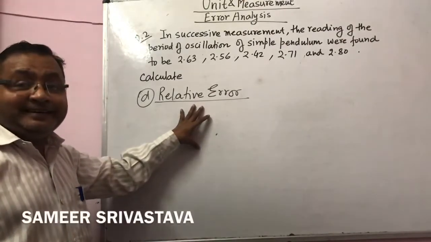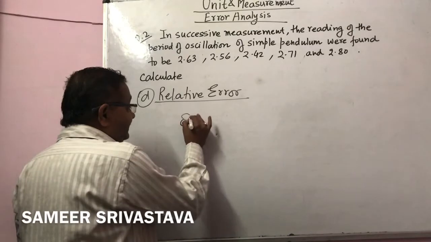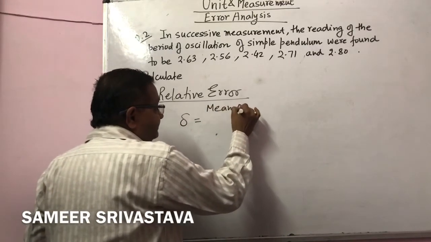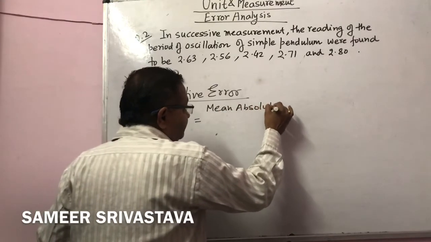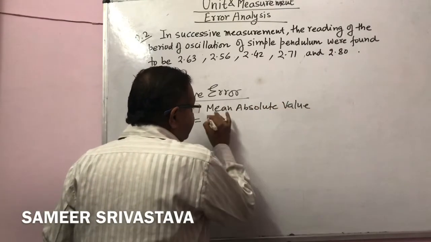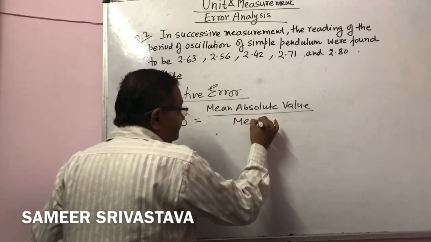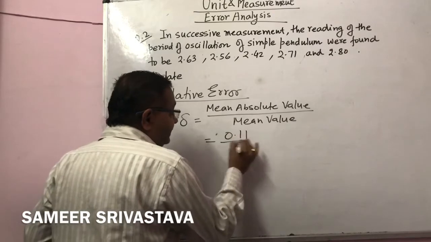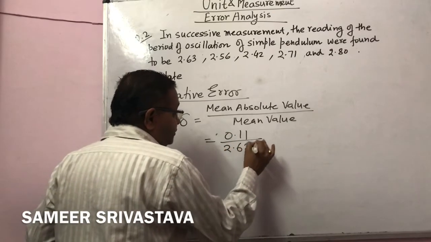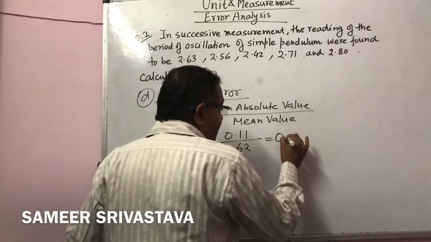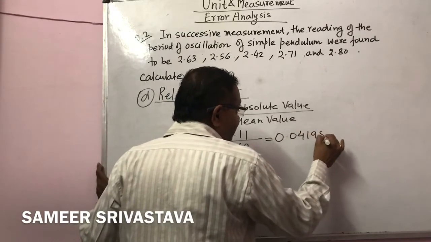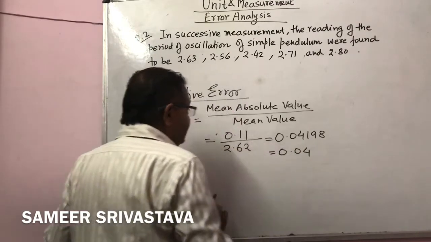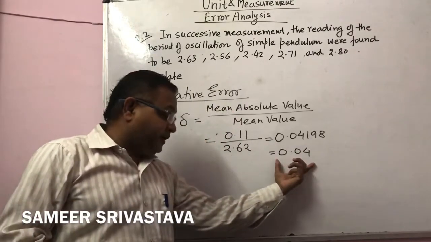Okay, now I am going for the next part, D. We have to find relative error. For the relative error, the formula is mean absolute value upon mean value. So we have mean absolute value 0.11 and mean value 2.62. After solving we get 0.04198. Rounding off this value we get 0.04. Okay, so the relative error is 0.04.